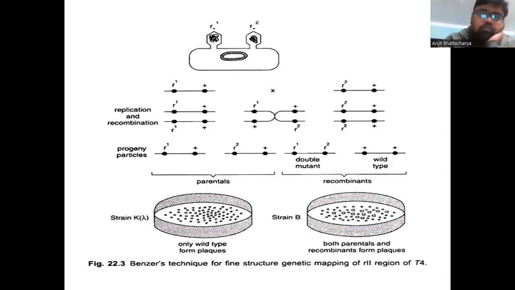Now, what they did? They infected E. coli B as well as E. coli K strain with these two phage. Now in E. coli B strain, all of these mutants will be able to form plaque because E. coli B is permissive to all. But in E. coli K, only the wild type will be able to form plaque. The other varieties, R1 plus or R2 plus or R1, R2, both mutant, they will never be able to produce plaque.